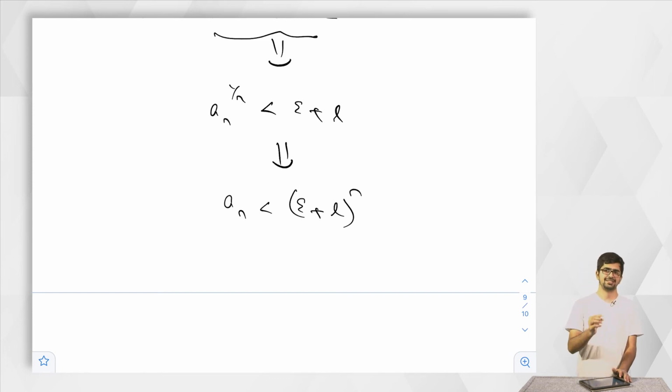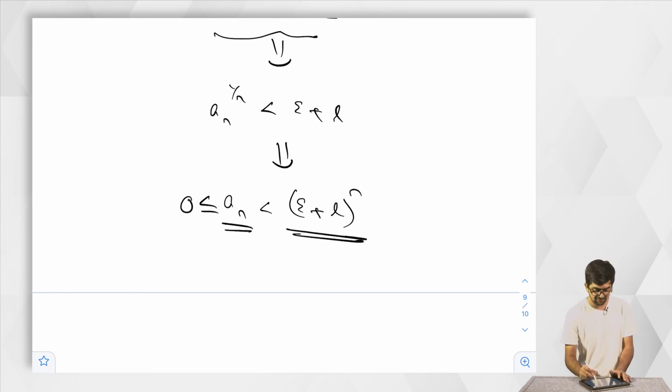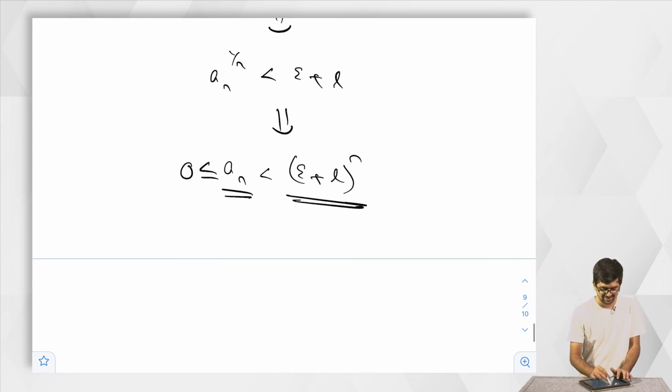If L is less than 1, then I can choose epsilon positive such that this thing is less than 1. Anything less than 1 goes to 0. An is already greater than or equal to 0, so 0 is less than or equal to this. Using the same squeezing theorem, here it is straightforward. After some n it goes to 0, the same thing, but here it is easier to conclude than the previous ratio testing.